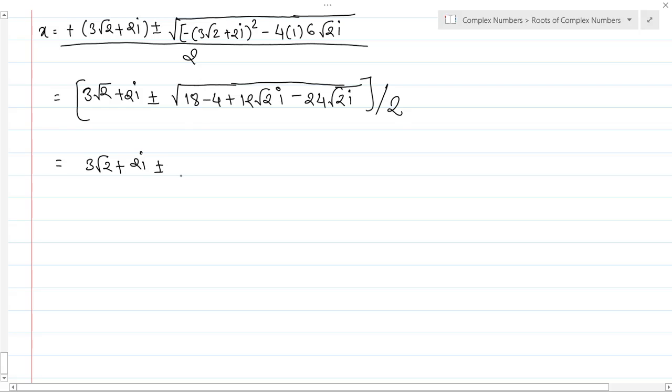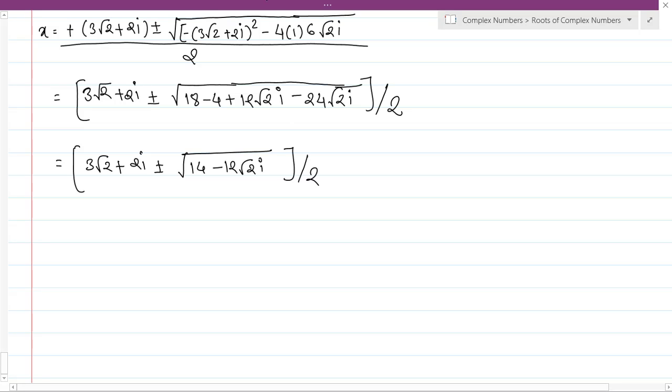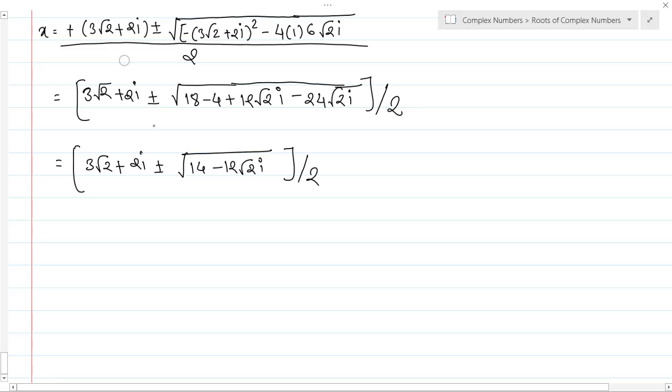So what we have inside the root? It is 18 minus 4, that is my 14, minus 24 plus 12 root 2 i. If I take root 2 i common, I will be having minus 12 root 2 into i, whole divided by 2.